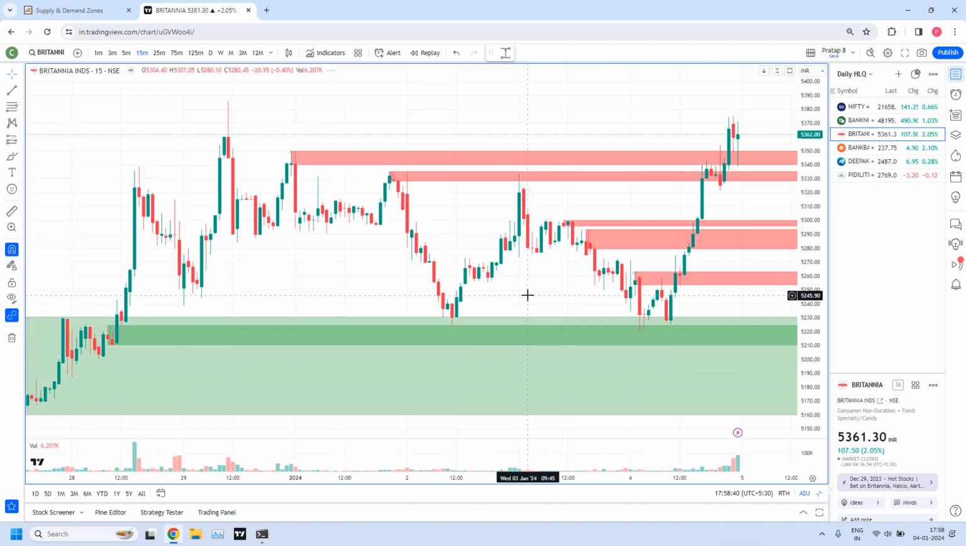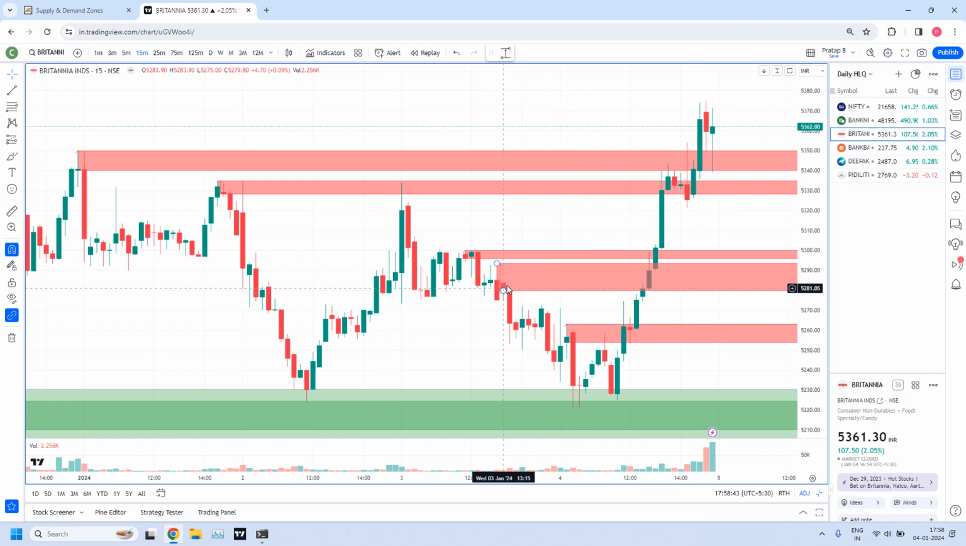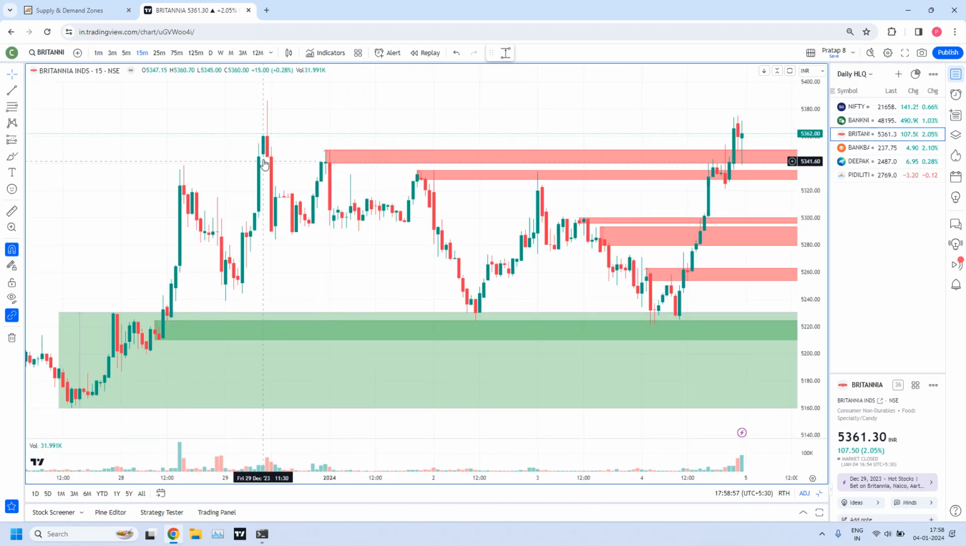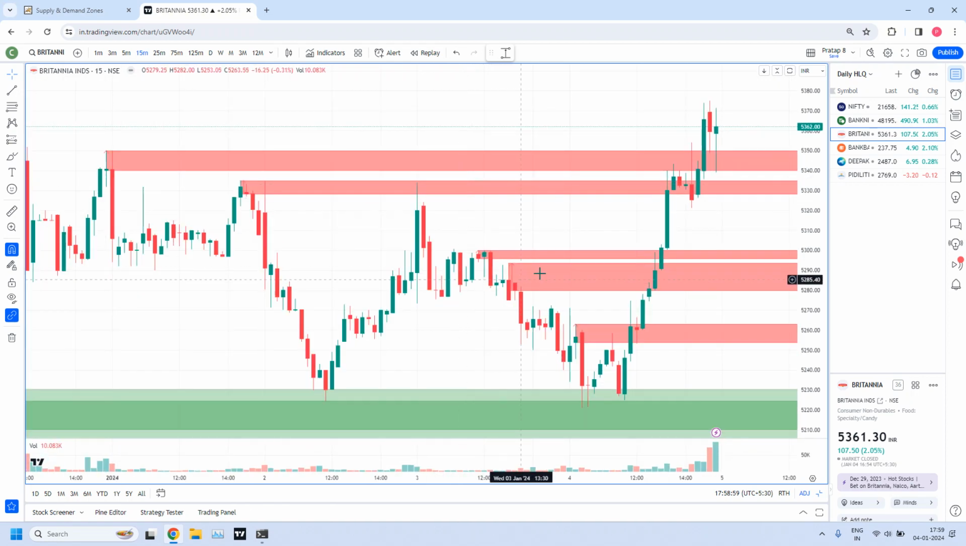Next 15 minutes. I have marked multiple 15-minute supply zones available in this chart. This is the first 15-minute supply zone. This is the second 15 minutes. This is the third 15 minutes. This is the fourth 15 minutes. This is the fifth 15 minutes. Or further you can extend.